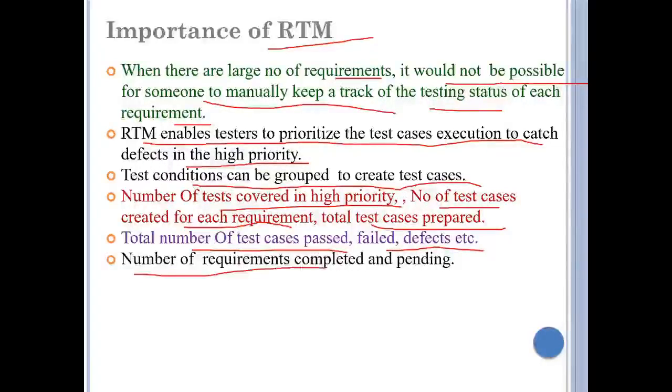And number of requirements completed and pending. So this is also very important. How many requirements you have tested and how many requirements are still pending, and in which requirement there are still defects, on which requirement you need to work. All this information you will get from the requirement based testing or requirement traceability matrix. So this is going to be very helpful for the black box testers to test each requirement properly and to maintain all the data.